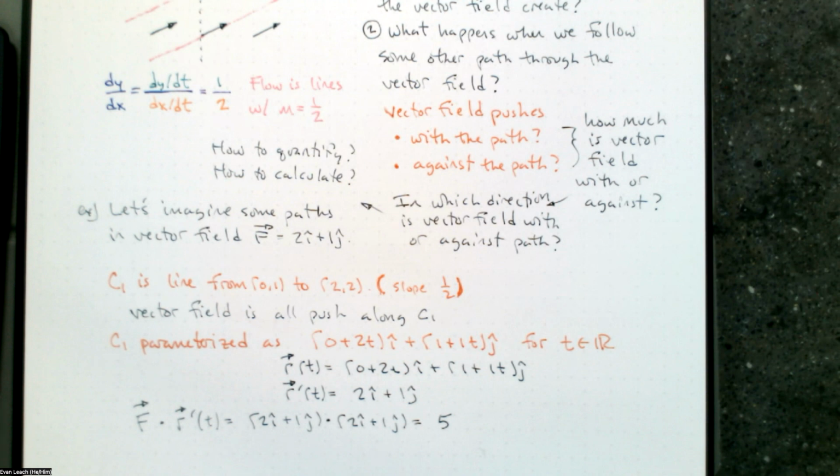What's this particular dot product mean? We'll worry about that later. Trying to get the idea. We're going to be calculating some dot products because we're going to be multiplying some vectors, because we're going to be integrating, and this is the multiplication that we're going to be using. So in this case, the vector field was all push. Let's look at a different path through this vector field.